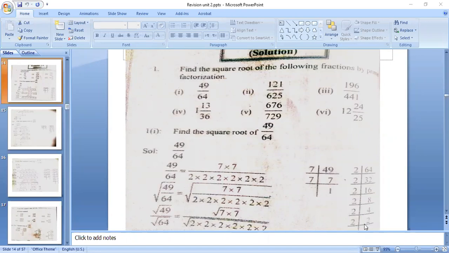Today we are going to revise Unit 2, Exercise 2.4 and 2.5. Two exercises we are going to revise today. So first of all, we are going to revise the first exercise, 2.4.